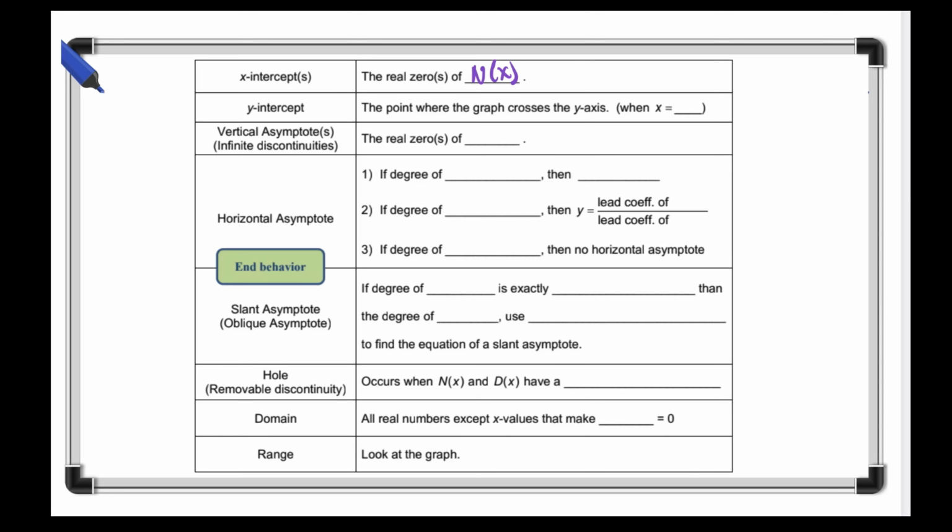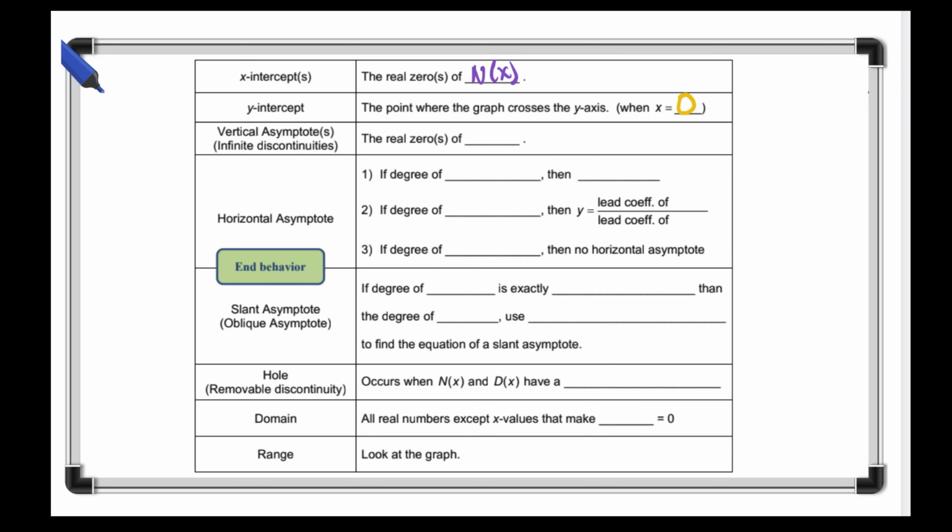When you are trying to find the y-intercept, you are looking at the point where the graph is going to cross the y-axis. So just know that that is where your x is going to be 0. So the y-intercept is whenever your graph crosses your y-axis.